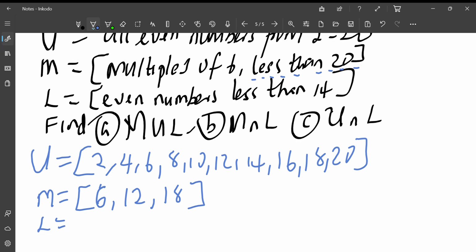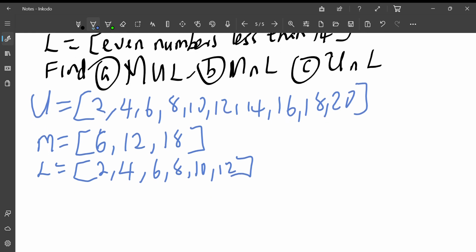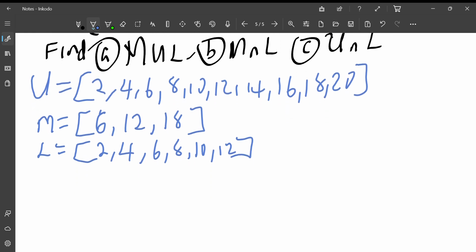What about L? L is what? Even numbers that are less than 14. So any even number less than 14. What are the even numbers less than 14? Let's think of them. 2, 4, 6, 8, 10, 12. I can't go more. Once I write, the next will be 14. So you see that in this question, we are the ones that had to bring out the set from the question. And now we can use it to solve. Alright? So let's look at the first question.